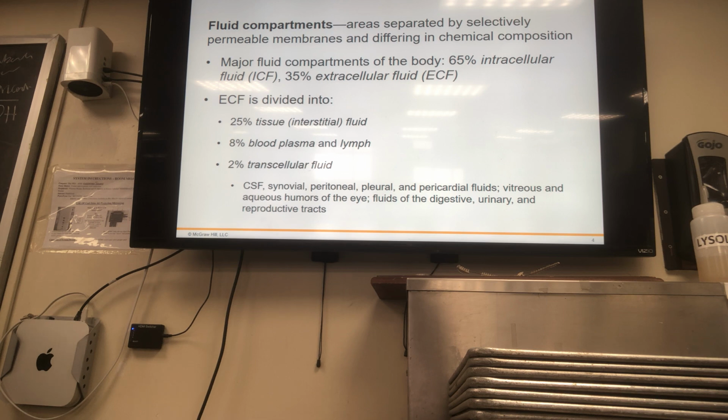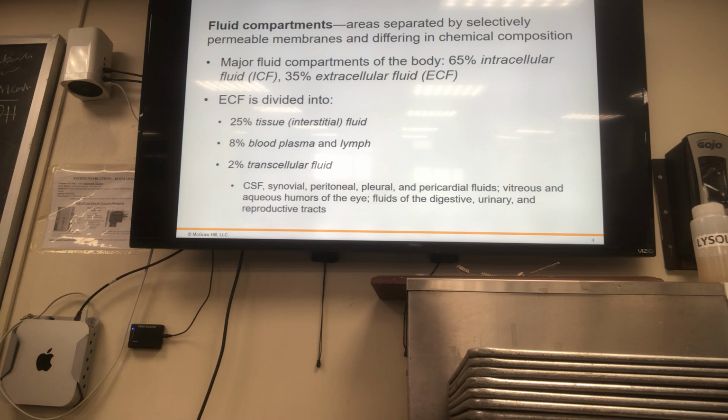So, fluid compartments are areas separated by selectively permeable membranes and differing in their chemical composition. The major fluid compartments of the body are 65% intracellular and 35% extracellular. Of this 35% extracellular, 25% is found in the vascular compartment, and the other 75% of that 35% is found in the interstitial fluid. In fact, there is a subtle space known as the transcellular fluid, such as your cerebrospinal fluid, the synovial fluid, the peritoneal, the pleural fluid, the pericardial fluid, the vitreous fluid and the aqueous humor of the eye, and fluid of the digestive, urinary, and reproductive tracts. These are known as transcellular fluids.